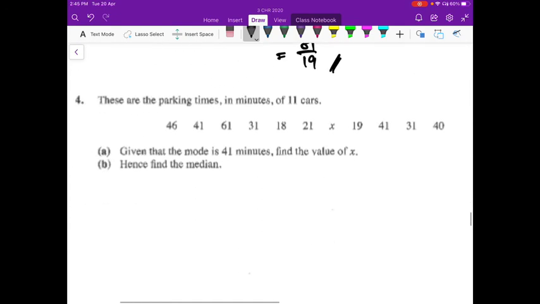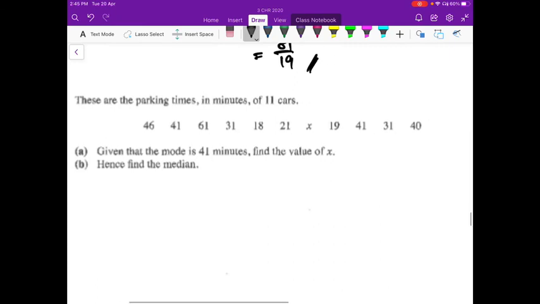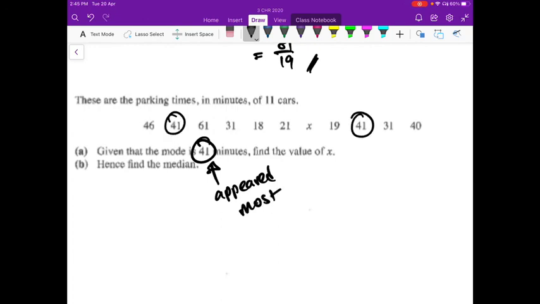Okay, last one. So 11 cars, parking time. The mode is 41 minutes, find the value of x. The mode, so 41 appeared most. So which one appears most currently? 41, 31, 31. So now they are equal. 31 and 41 both appear 2 times. So which one is the mode? 31 and 41 currently both are modes, right?